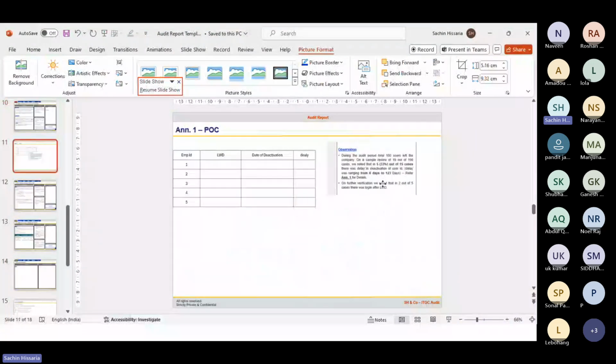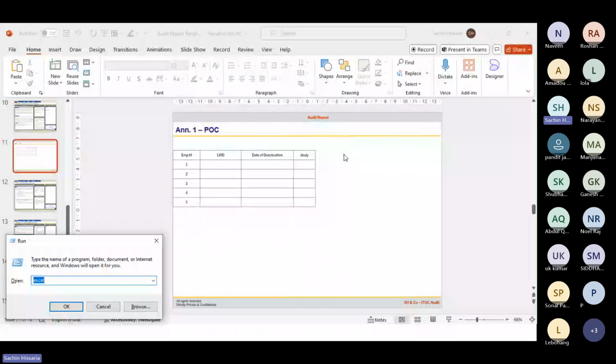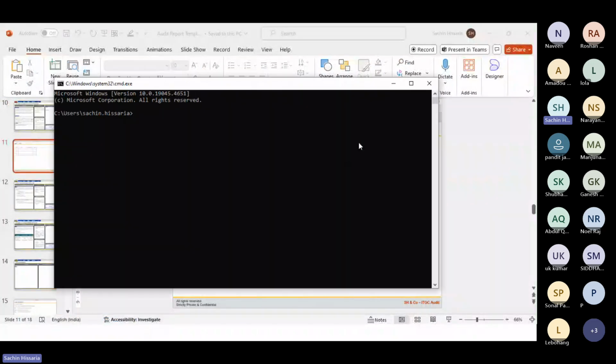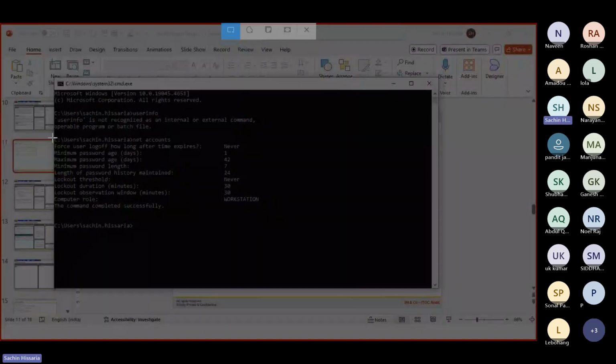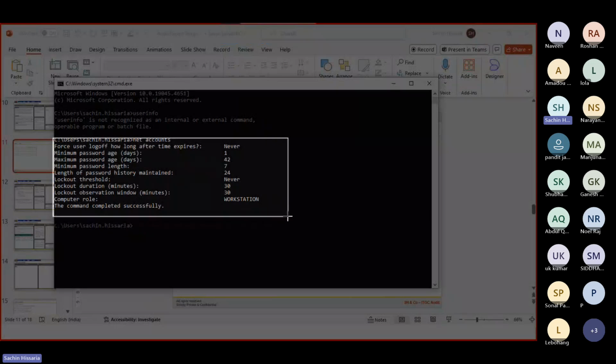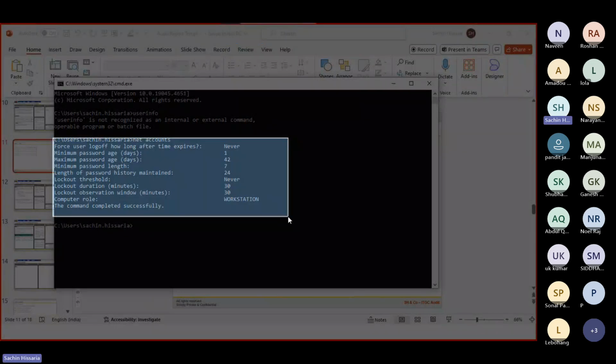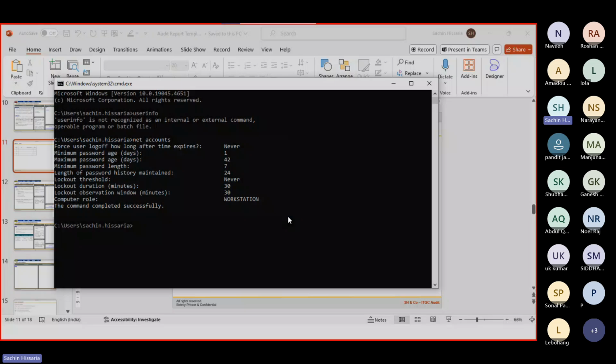For example, this is how you will attach it. Suppose they have provided you this snippet. With the help of command prompt also, you can get some details. For example, if I want to see the password detail, and the company's password policy is not configured properly, you want to attach an evidence for the same. So you can attach this evidence. This is the actual configuration. Likewise, we will attach the proof.